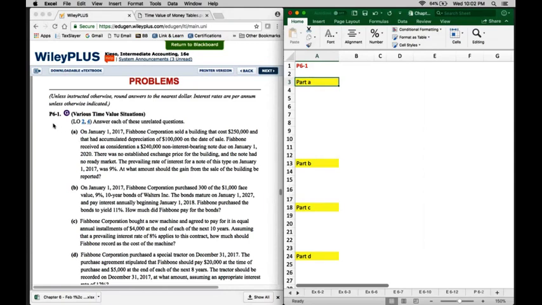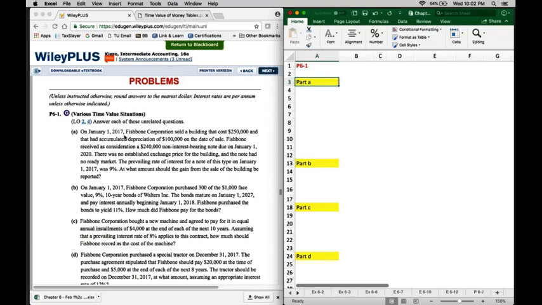Let's take a look at problem 6-1. In this problem, we have 5 different situations. Each of these are unrelated to the other, so we can look at them individually. We've been told, unless instructed otherwise, round answers to the nearest dollar. Interest rates are per annum unless otherwise indicated.